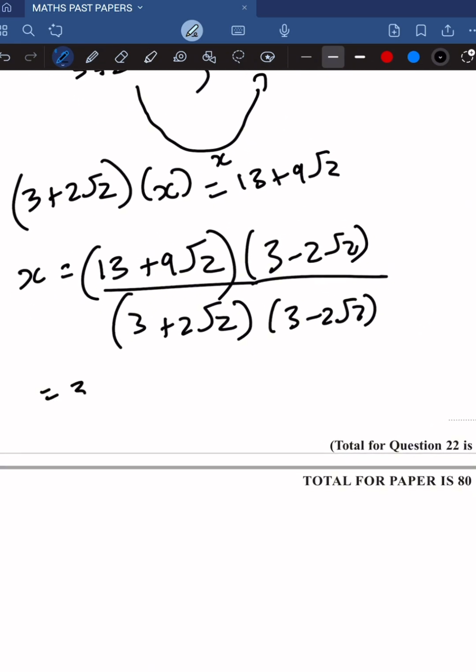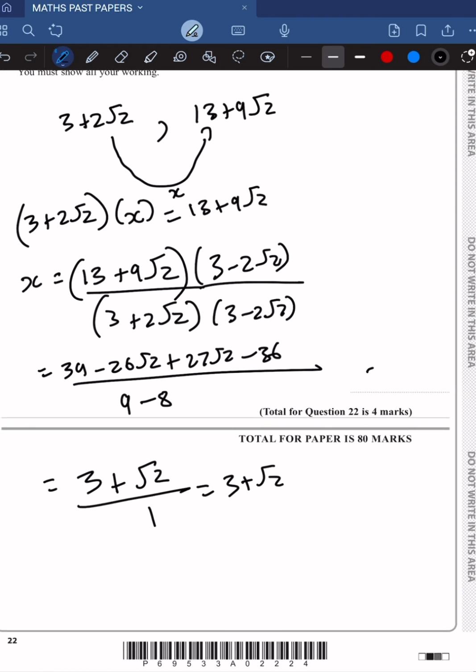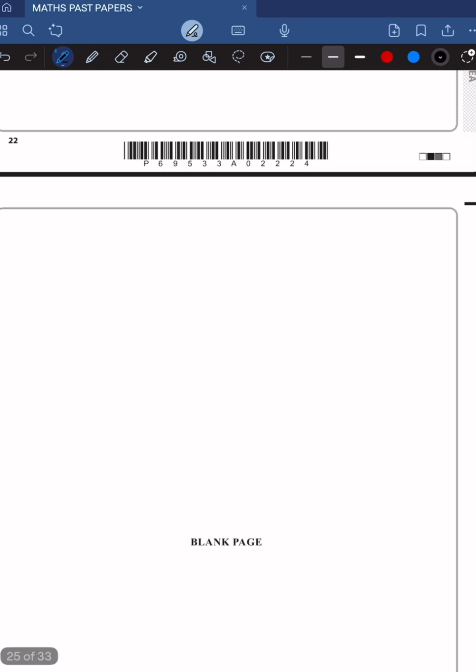13 times 3 is 39. Now it's going to be minus 26 root 2 plus 27 root 2. Root 2 times root 2 is 2, minus 4 times 9 is, of course, minus 36, over 3 times 3 is 9. I'm not going to write the next two out because they're going to cancel out. Root 2 times root 2 is 2, 2 times minus 2 is minus 4, minus 4 times 2 is minus 8. So let's just collect like terms. So 3 plus root 2 over 1 equals 3 plus root 2. And there we go. That's the entire paper.